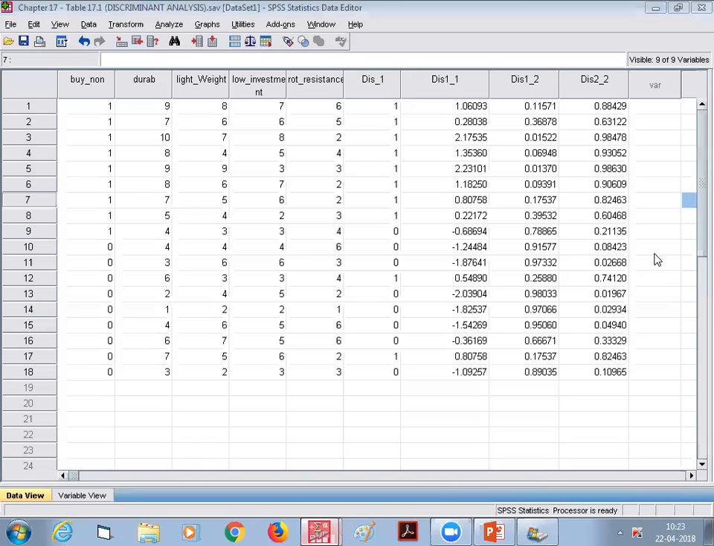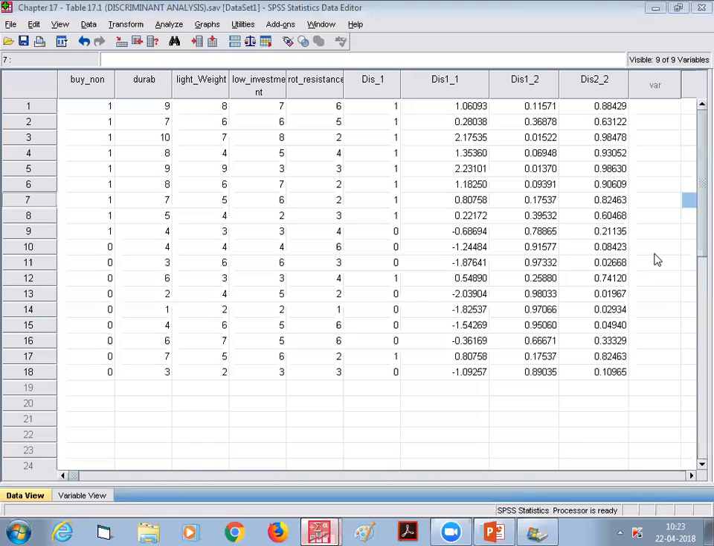So there are two methods. Either use the discriminant score comparison or compare with the probability. Any one. When you compare with the probability, the cutoff value is 0.5. But when you compare with the discriminant score, the cutoff value is 0. Less than 0, classified as a non-buyer. More than 0, classified as buyer. Followed?